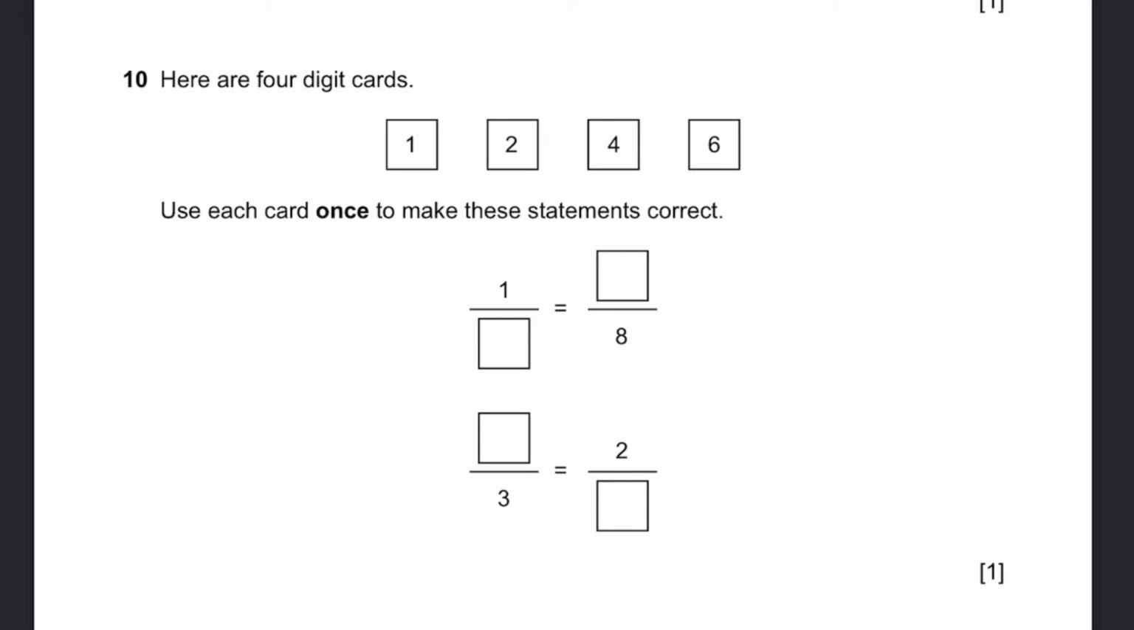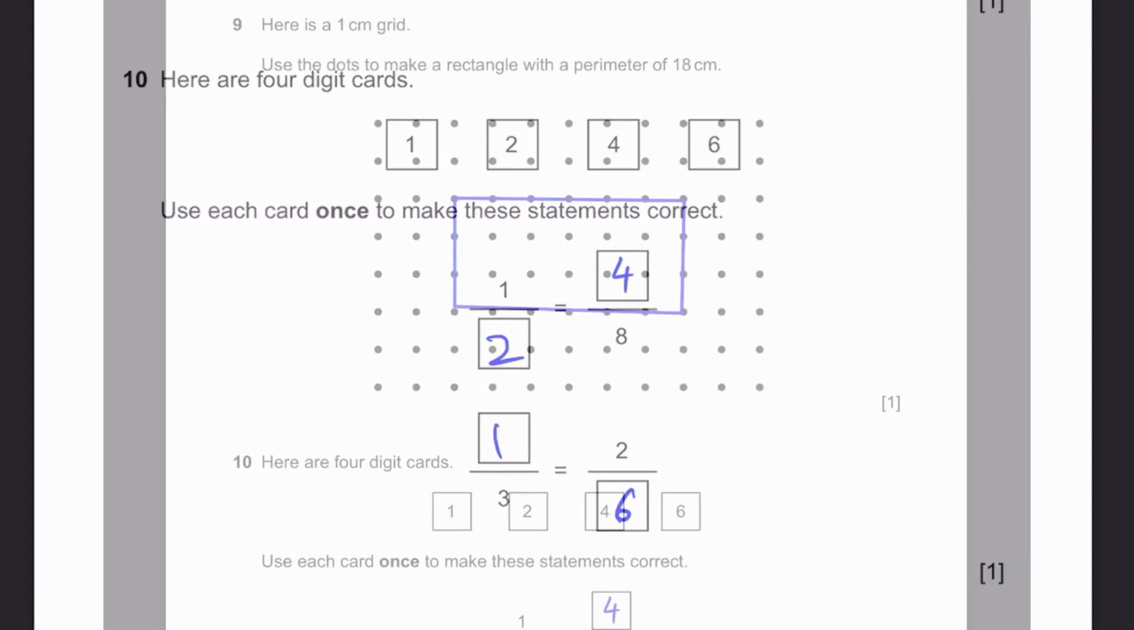1 by dash equals dash by 8. We can write 1 by 2 is equal to 4 by 8. And dash by 3 equals 2 by dash. 1 by 3 can be written as 2 by 6. This is not the only answer, however. Even 1 by 4 equals 2 by 8 is also correct. But 1 and 6 have to come here. These two digits can be interchanged. That's the answer. Question 11.